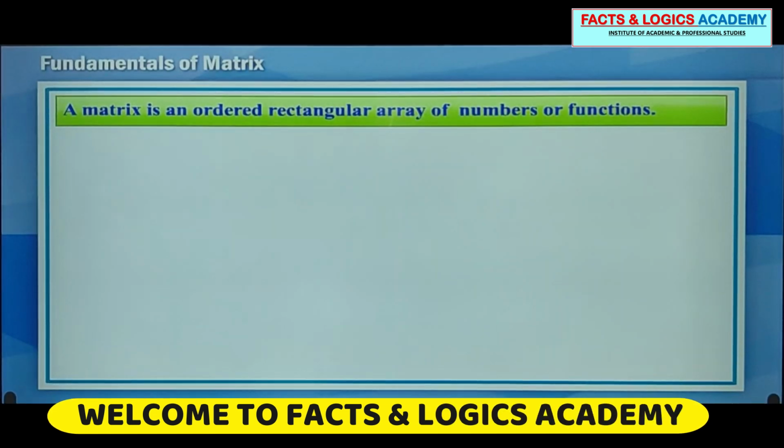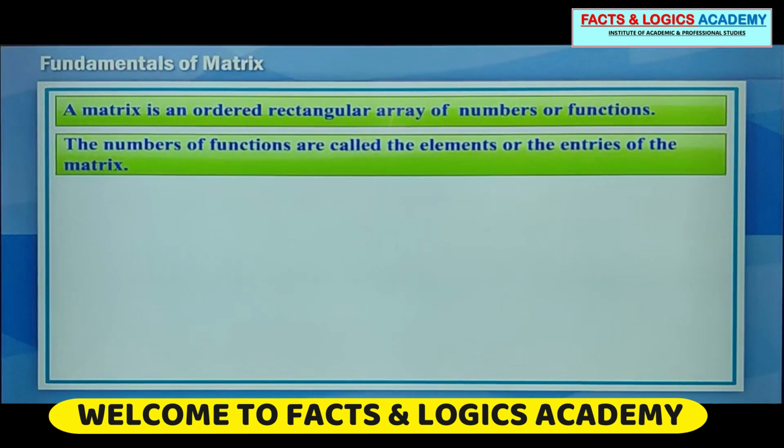A matrix is an ordered rectangular array of numbers or functions. The numbers or functions are called the elements or the entries of the matrix.